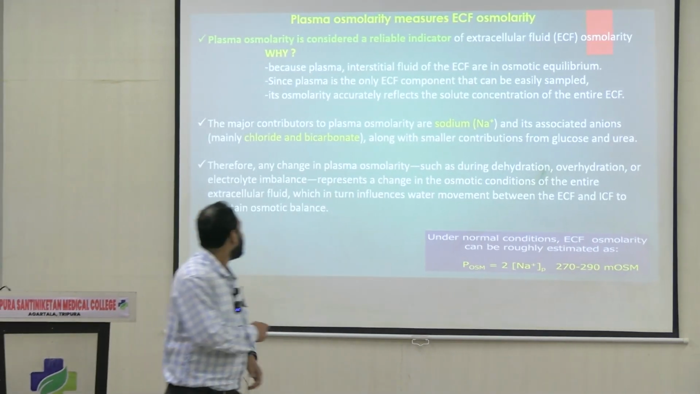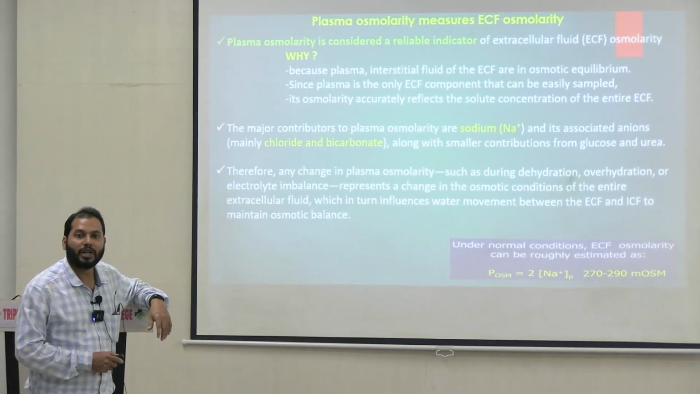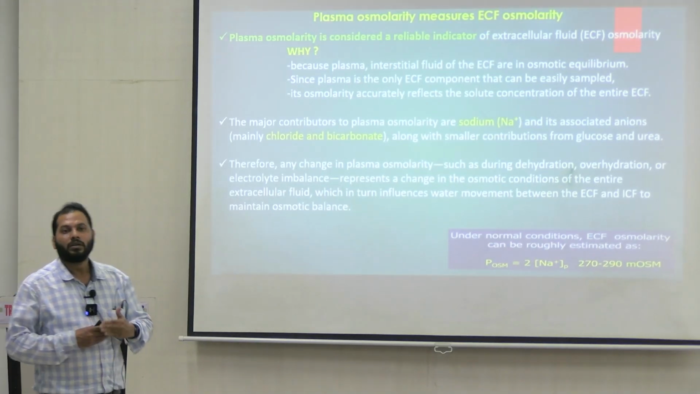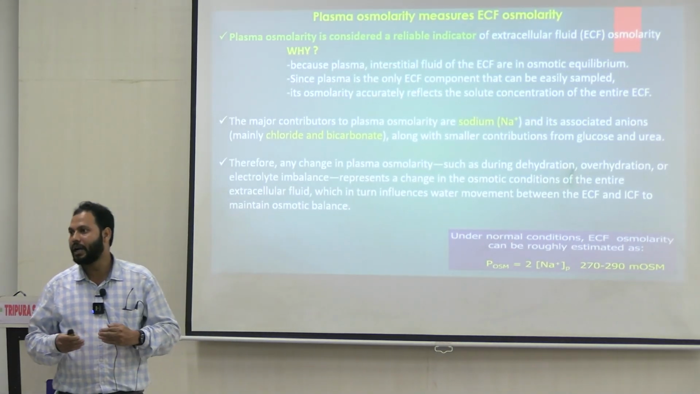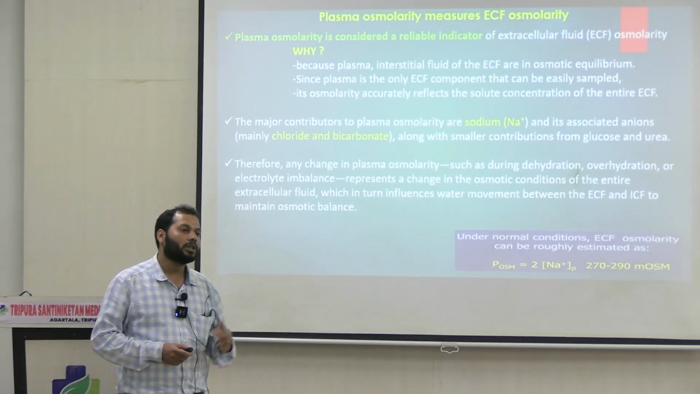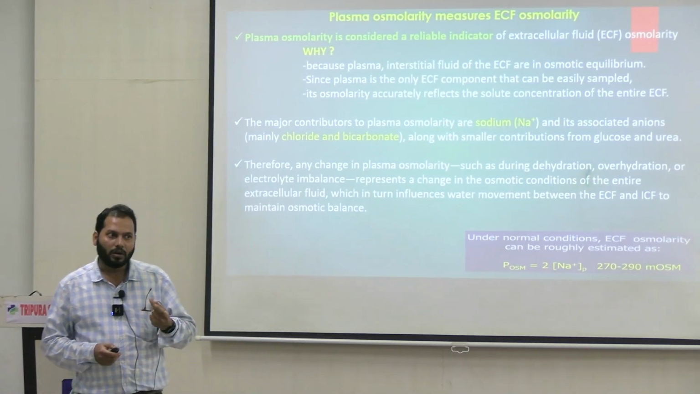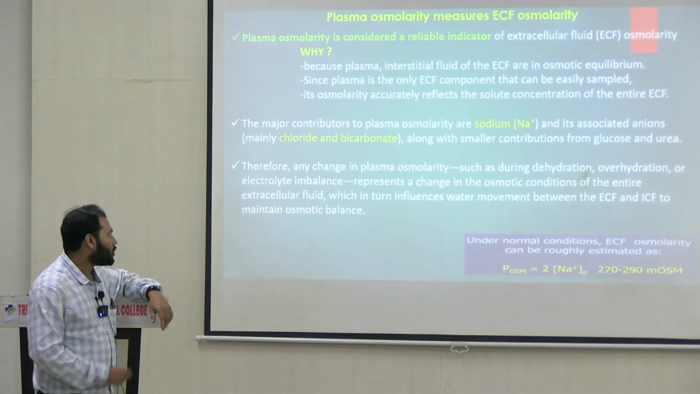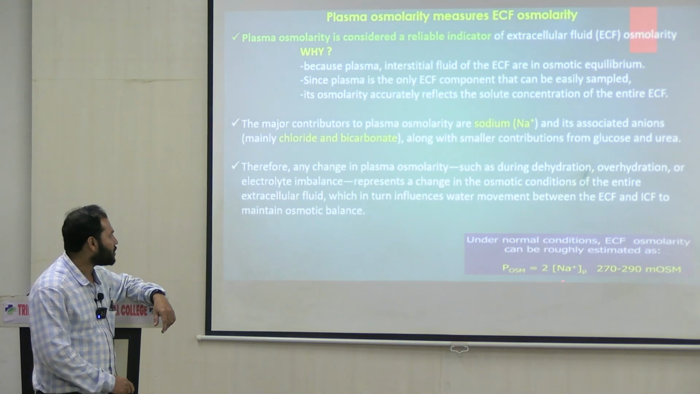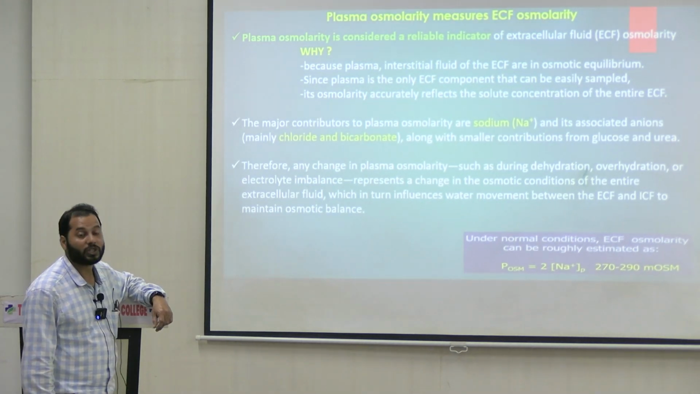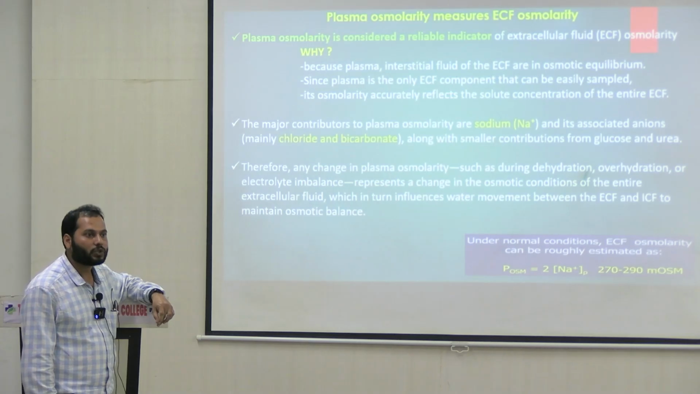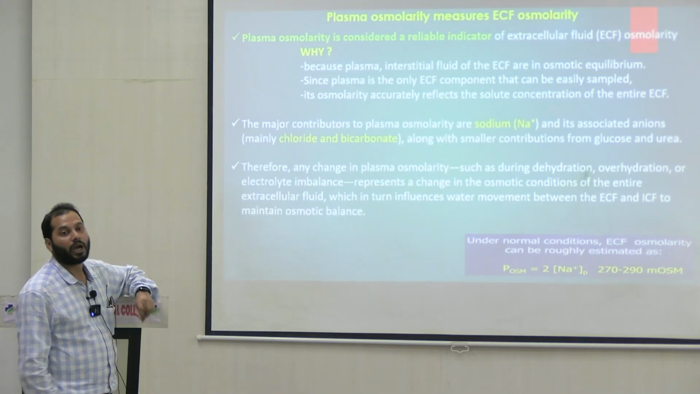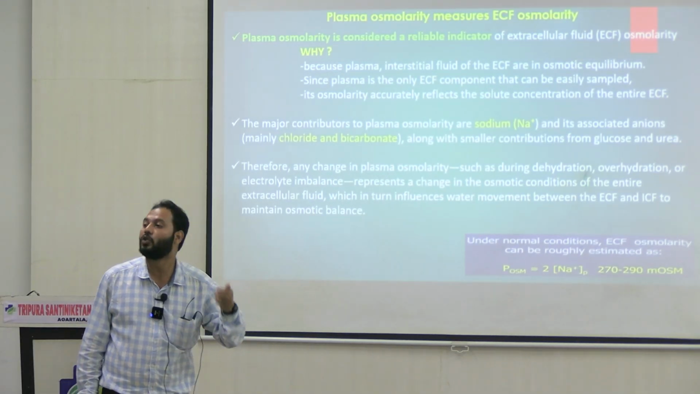So this measurement of plasma osmolarity helps us know the concentration of solutes as well as the molecular movements between intra and extracellular fluid, and also helps us know the osmolarity of intracellular fluid as well as extracellular fluid. If you see, the average osmolarity is around 270 to 290 milliosmoles, and that needs to be maintained in the cell. How is it maintained? By hydrostatic and osmotic pressure, right?